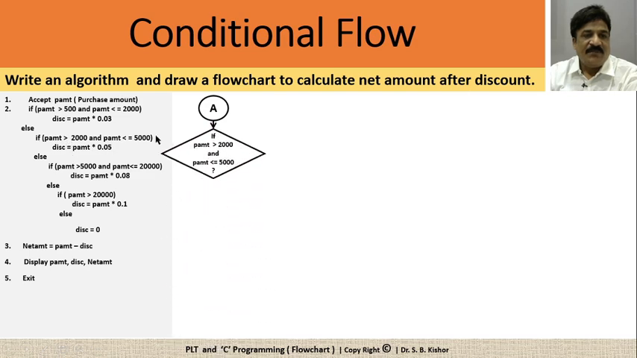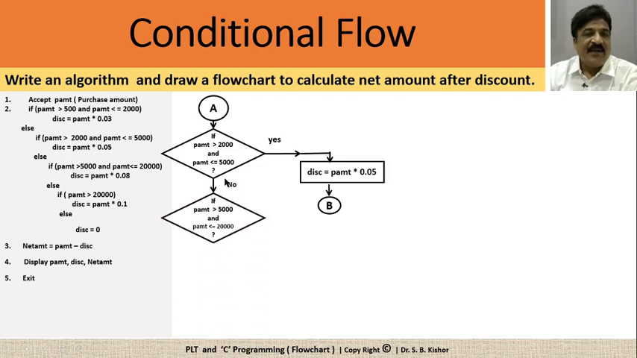So if the amount is between this range, then the discount is 5%. Then jump to the B part. It means you need to find out the net amount and display the result. Otherwise, if the amount is between these, in that case the discount is 8%, and again find out the net amount and display the result.